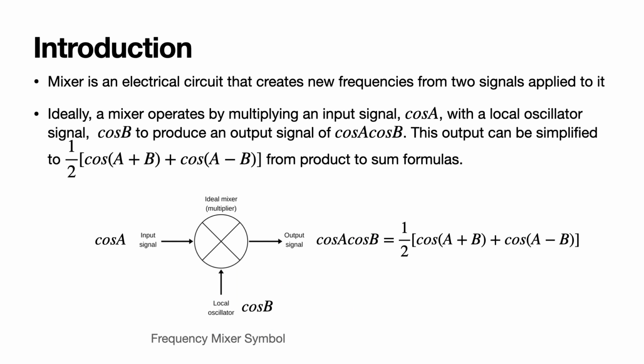Modern communication devices, including most cell phones, utilize mixer circuits. These circuits perform frequency mixing, which essentially involves multiplying two input signals. Ideally, a mixer operates by multiplying an input signal, cosine A, with a local oscillator signal, cosine B, to produce an output signal of cosine A cosine B. This output can be simplified to 1/2 cosine A add B plus cosine A minus B.